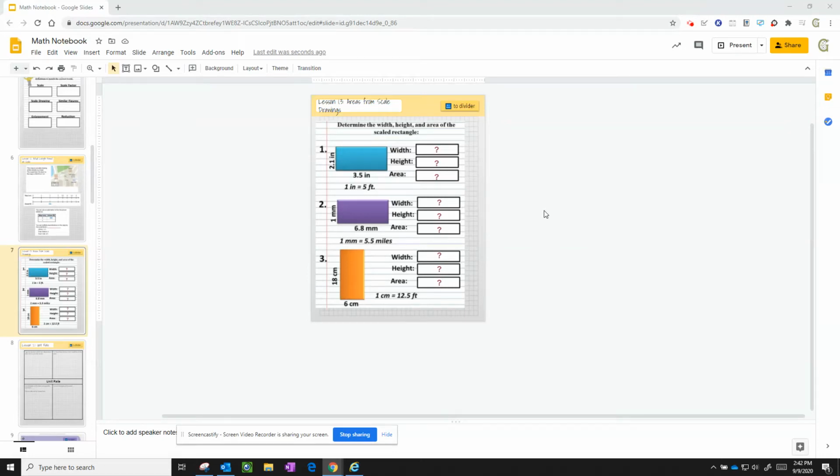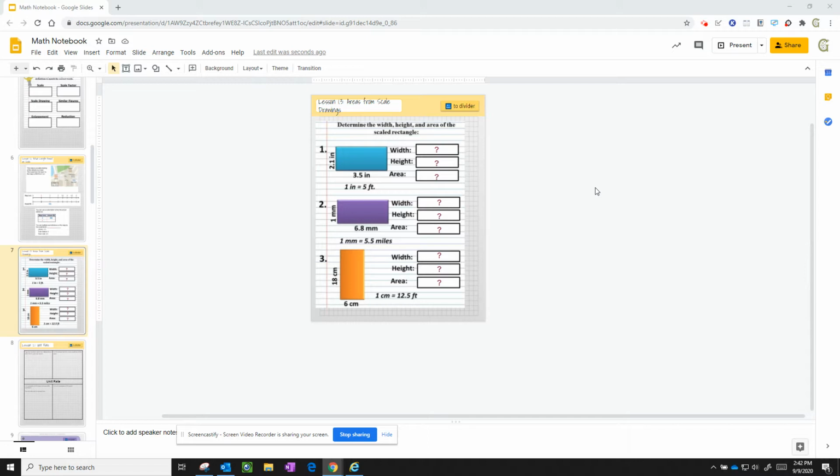Okay, so today you can see that we're going to do areas from scale drawings. So we're going to apply what we've been talking about with scale to finding area, which is something that you've been doing for a couple years in math now. The important thing to know here is that the order really matters.